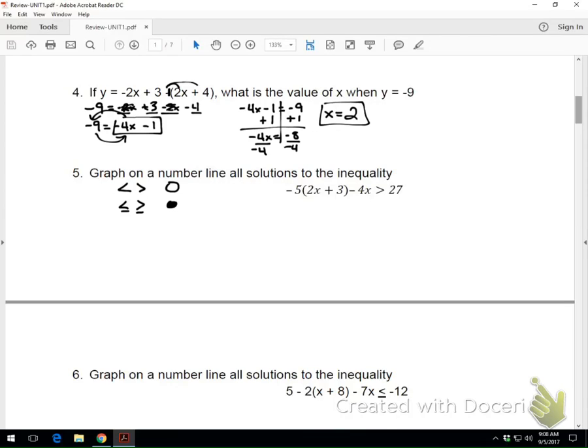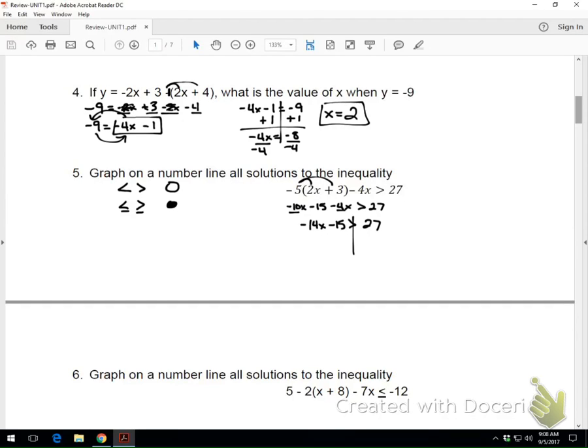Okay, so let's start. Draw your claw. So negative 5 times 2x? Negative 10x. Negative 5 times 3? Perfect. Minus 4x is greater than 27. So I'm going to combine those two. So that gives me negative 14x minus 15 is greater than 27.